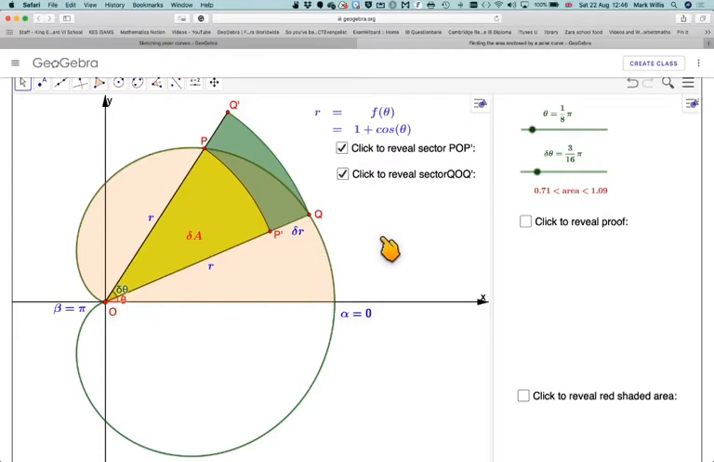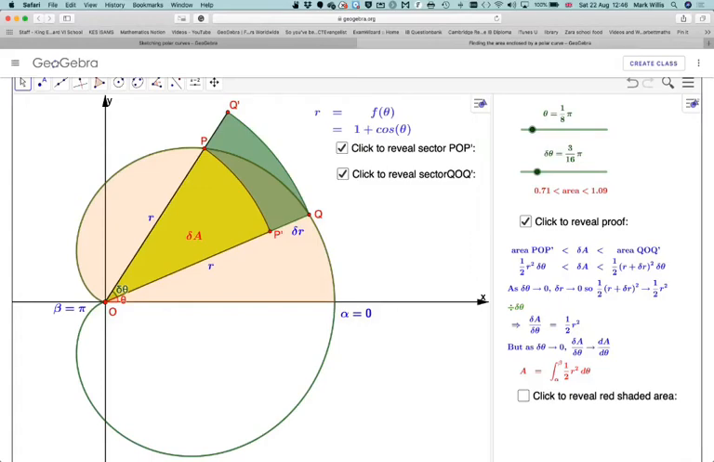Well, I'm going to click and talk you through the proof here. The little bit of area there is bigger than the area of the sector P dashed, but less than the area of sector Q dashed. The area of P is going to be a half r squared delta theta, this angle here. This angle has to be measured in radians, otherwise this is not the area of a sector.